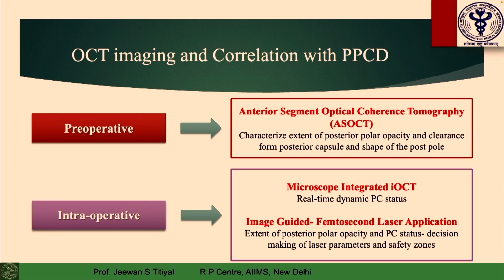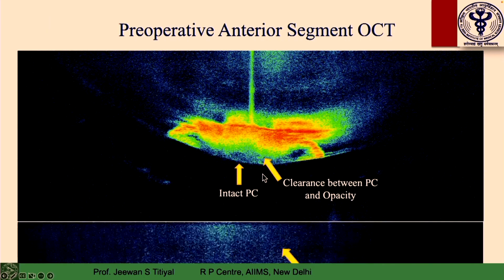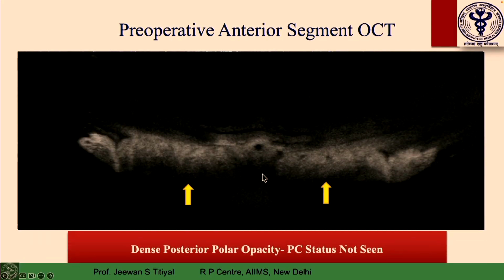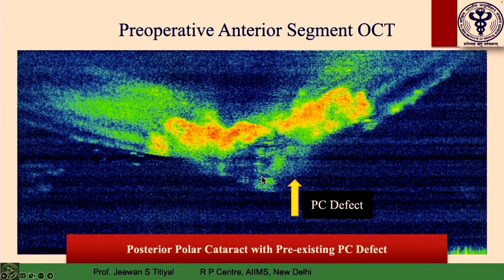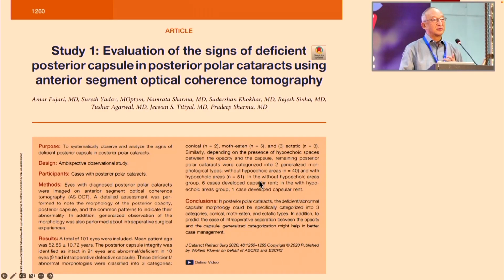Therefore, if you can examine these cases beforehand by good slit lamp examination, you can do anterior segment OCT or you can do a microscope-assisted OCT like an iOCT microscope. So this is what you see, a large posterior disc, and the posterior capsule can be delineated clearly in these cases. This is one posterior polar cataract where you can't see the posterior capsule at all. And this is a case where you have a defect and the entire cortex is bulging towards the vitreous cavity. So these would have a different morphology.